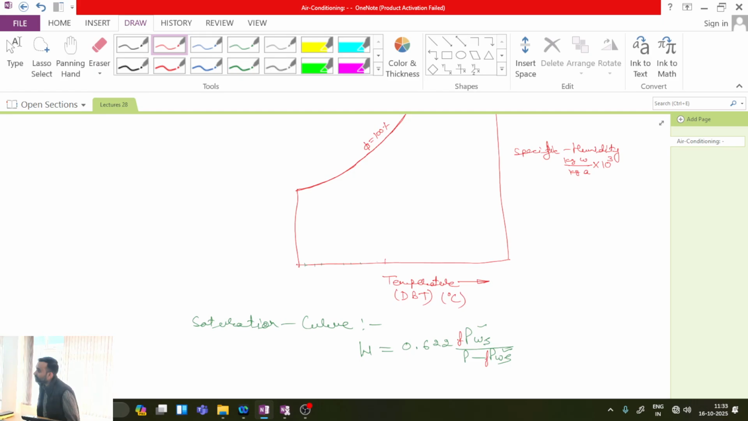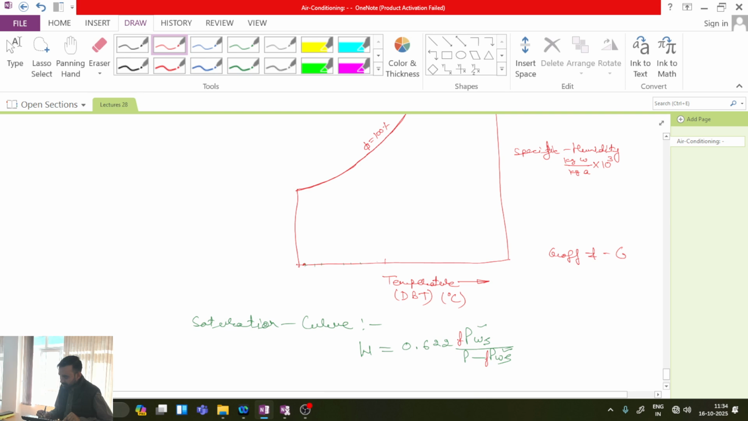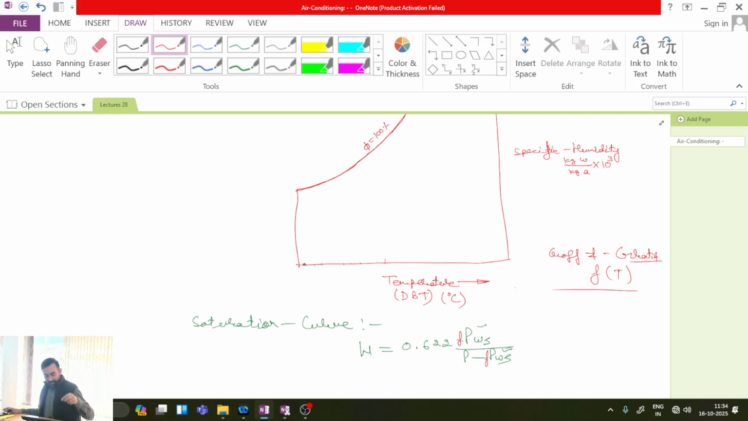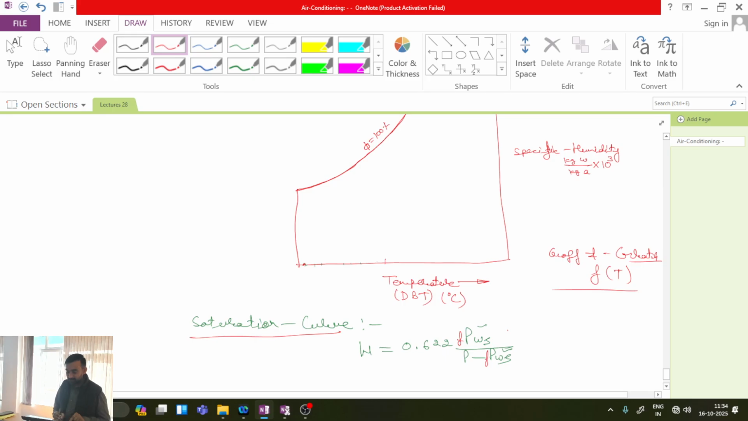Correction factor, which is a function of temperature. So for known temperature, from the Goff-Gratch tables, I can calculate the value of F as a function of temperature. I can calculate the value of PWS from the saturation steam table, and after substituting the temperature here, I will be getting the value of W. So for all T I am getting all W, and this equation is valid only for the saturated state because I am using PWS over here.